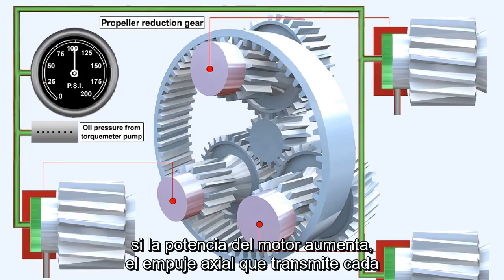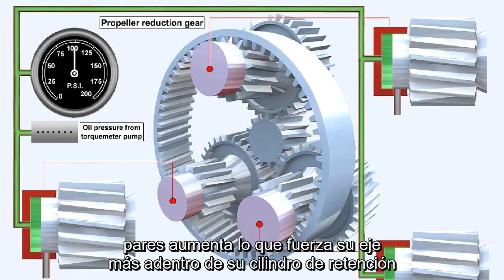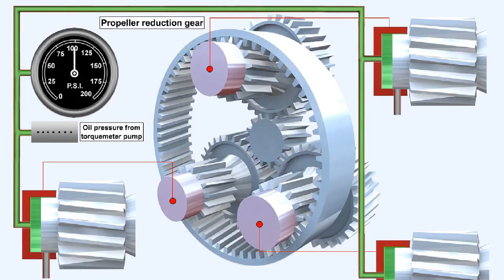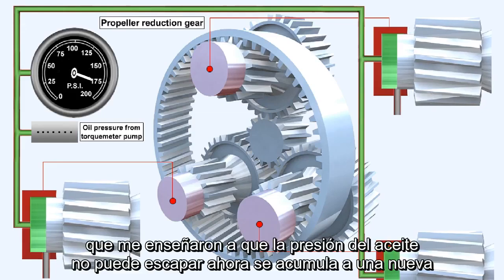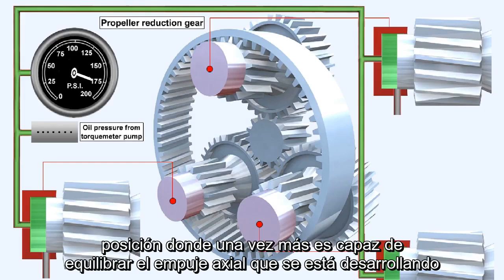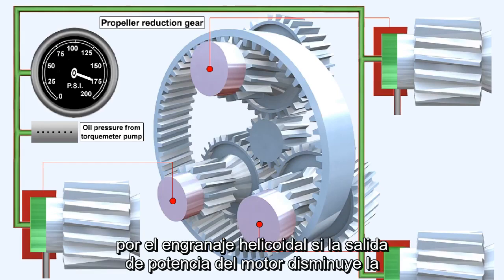If engine power output increases, the axial thrust being transmitted by each gear increases, which forces its shaft further into its retaining cylinder. Thus the shaft is forced into a new position where it blocks the bleed hole. The torque meter oil pressure, being unable to escape, now builds up to a new, higher value, until it's able to force the gear shaft back into the sensitive position, where once again it's able to balance the axial thrust being developed by the helical gear.